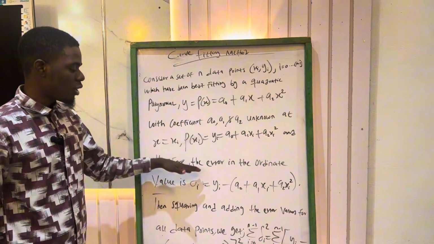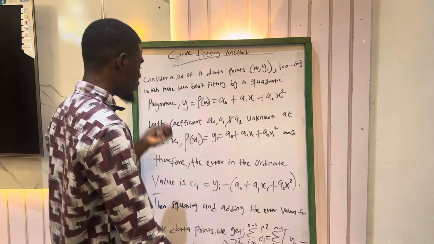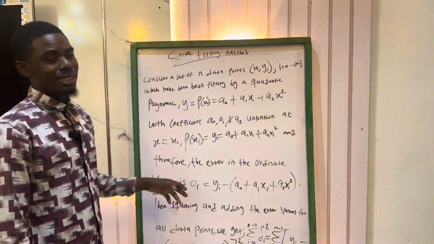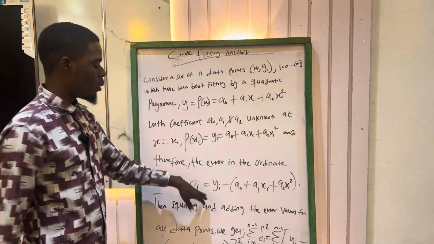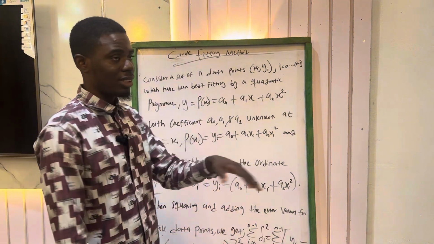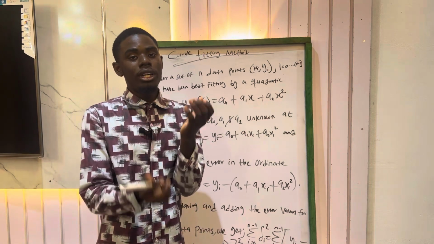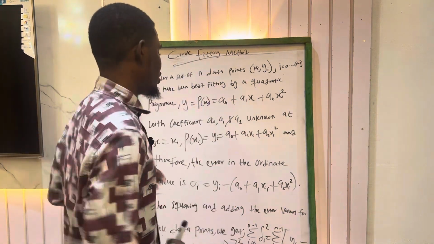So now we're saying that the error value, the error in the ordinate value, is going to be given as sigma i, which is equal to yi minus whatever you have here. Remember that I was saying that discrepancy, that error value, if they are not coherent with each other, there's going to be the error.